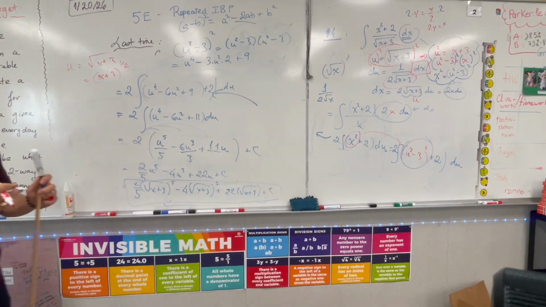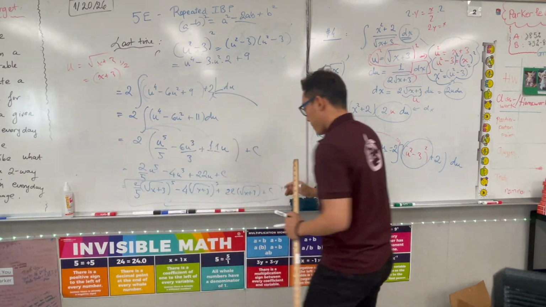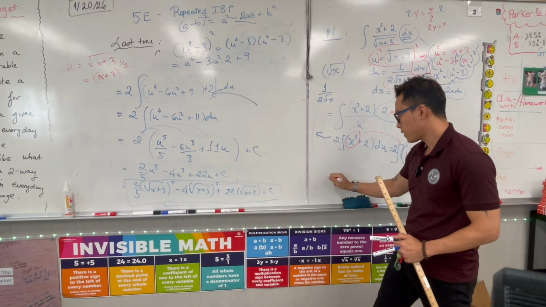Okay? That's your answer. How many of you got a perfect score for this number 4? Raise your hand. Oh, only one. He doesn't have the square root, because he took the square root instead of putting the 1/2.